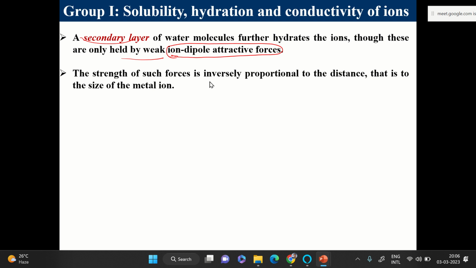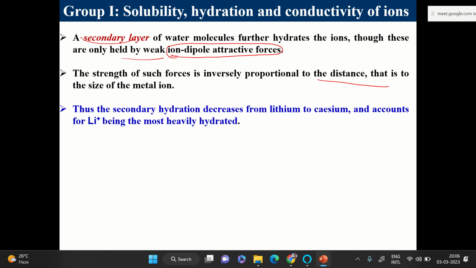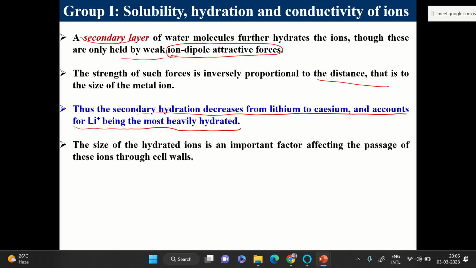The strength of such force is inversely proportional to the distance, so if the size of the metal cation increases, then this secondary layer interaction will decrease. Secondary hydration decreases from lithium to cesium, and therefore we have lithium plus being the most heavily hydrated.